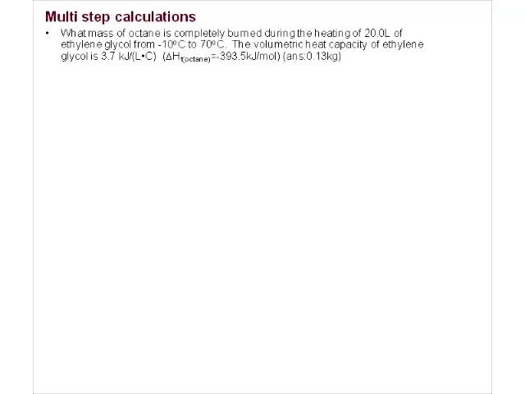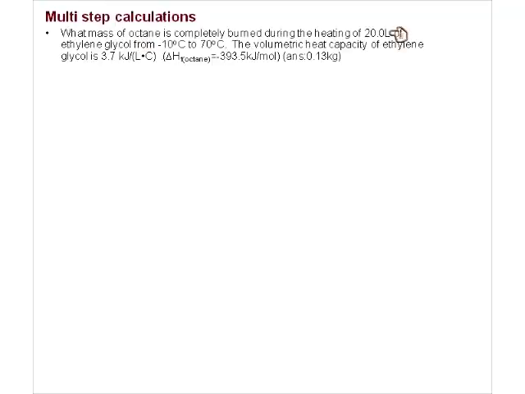Here's one more problem. This is a multi-step problem. That's a calorimetry problem, actually. So in this case, we want to figure out how much octane, that's gasoline, a form of gasoline, is going to have to be burned in order to heat 20 liters of ethylene glycol. That's the antifreeze that's in your car engine for coolant.